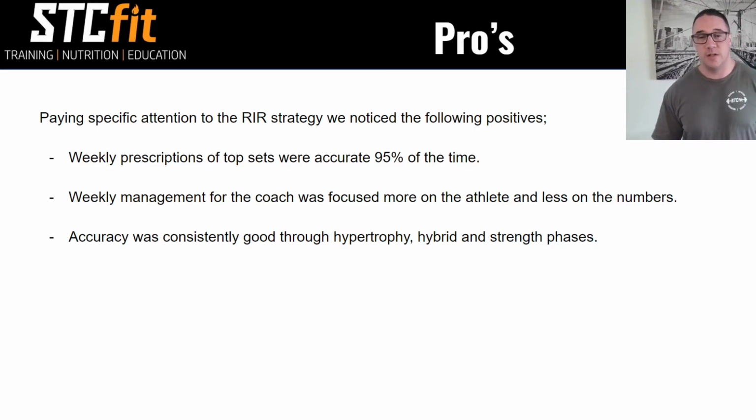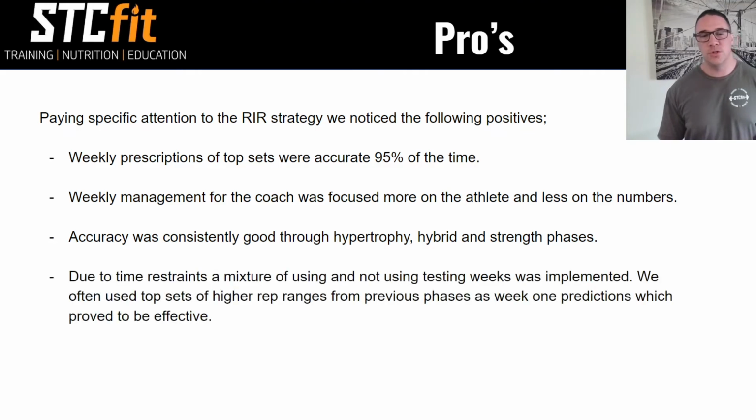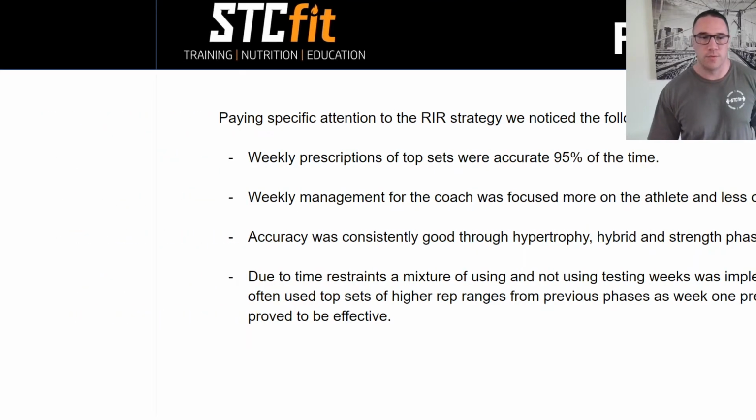Accuracy was consistently good through the hypertrophy, hybrid, and strength phases, so we taper those down. Due to time restraints and a mixture of using and not using testing weeks was implemented. We had some guys that only had a 9-week turnaround, and one girl actually only did a 6-week prep for this meet, who was one of the silver medals. So we often use top sets and higher rep ranges in previous phases to predict, which still proved to be effective. So like we took an 8 from the previous phase and plugged it in, and then that gave us our starting point for maybe the 5 or the 3.